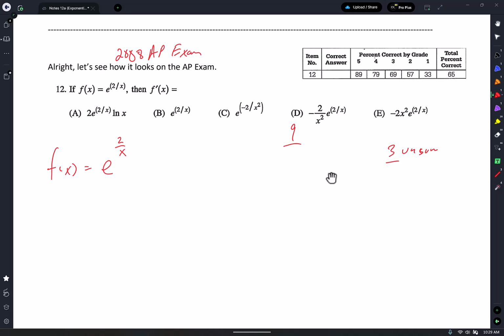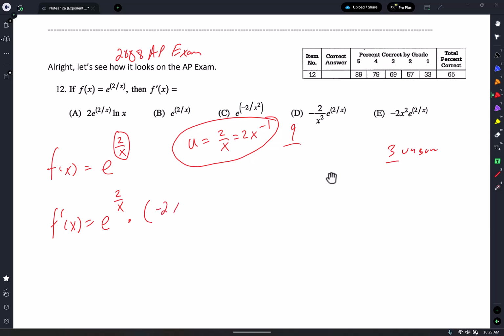All right, so here it is, guys. If this 2 over x is your u, and I bring that x up, that's 2x to the negative 1. So when I'm doing f prime of x, you're going to go itself, e to the 2 over x, times du/dx, the derivative of this. What's the derivative of that? Negative 2x to the negative 2. So 2 times negative 1 is negative 2, x to the negative 2. So there it is. You're done.